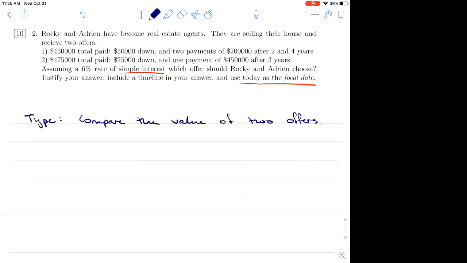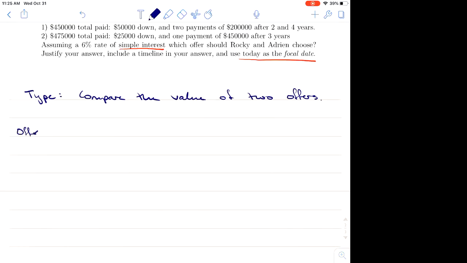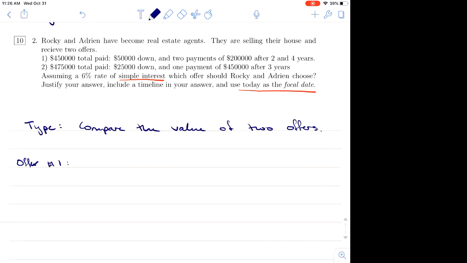So let's map out offer number one. Let's do a timeline. We have to include a timeline, right? But I'm going to do a timeline for each offer. What I like to do is put all the dates that we need to consider on the timeline and then only use the ones for each offer. So what I mean by that is, we've got a down payment today for each of these, and then offer number one has a payment after 2 and 4 years. So I would need 3 ticks for offer one, but I'm also going to throw in the 3-year mark because that's the one that I need for offer two.